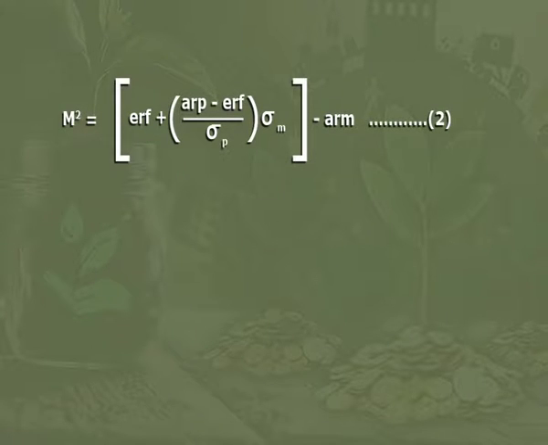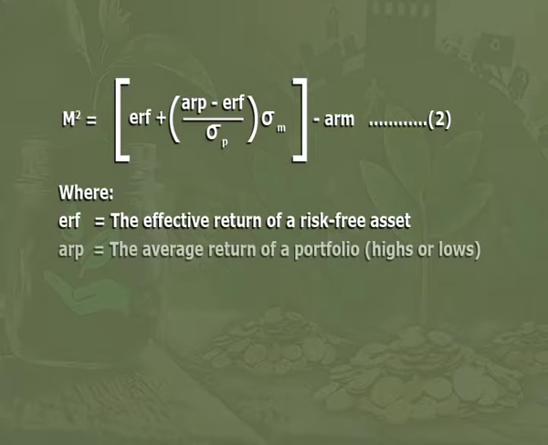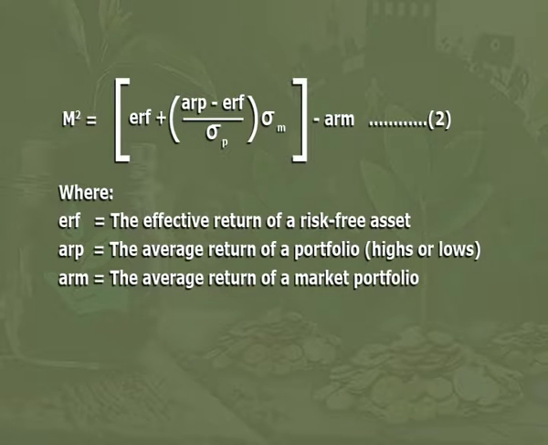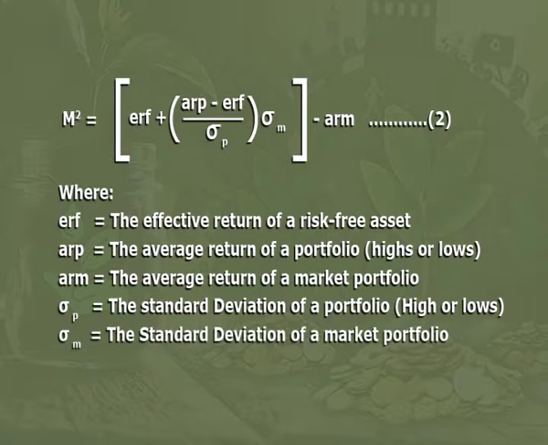The formula is M2 is equal to ERF plus ARP minus ERF divided by standard deviation P into standard deviation M minus ARM, where ERF is effective return of a risk-free asset, ARP is average return of a portfolio, ARM is average return of a market portfolio, standard deviation P is the standard deviation of the portfolio, and standard deviation M is the standard deviation of the market portfolio.